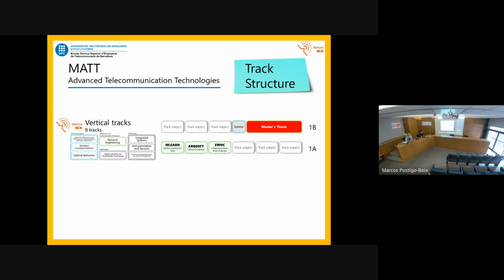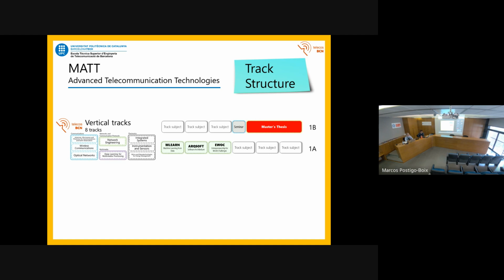In Barcelona, the vertical tracks have this structure. You have to follow six subjects, okay, and also a seminar of 3 credits to spend all of these elective credits, okay.